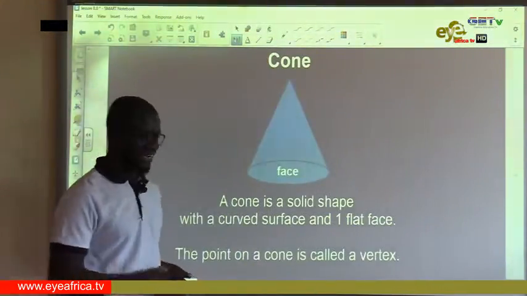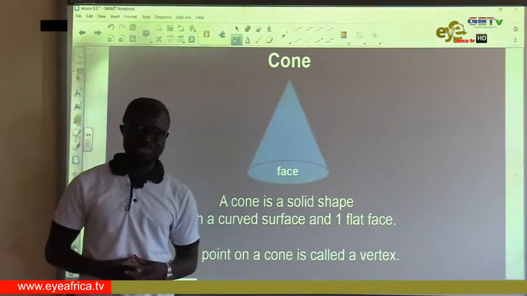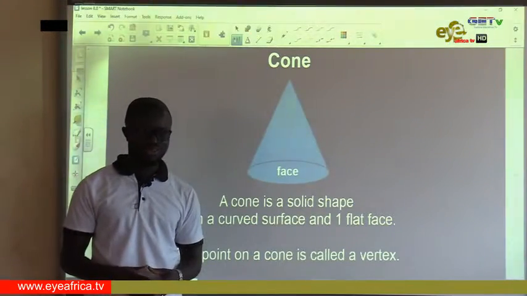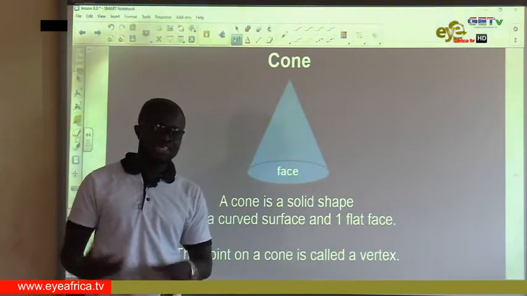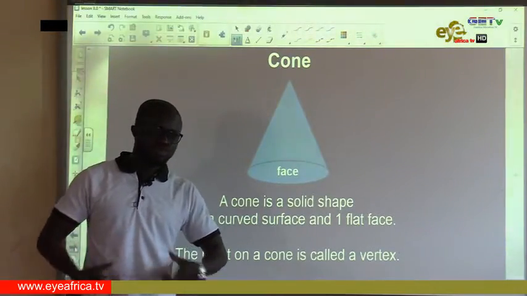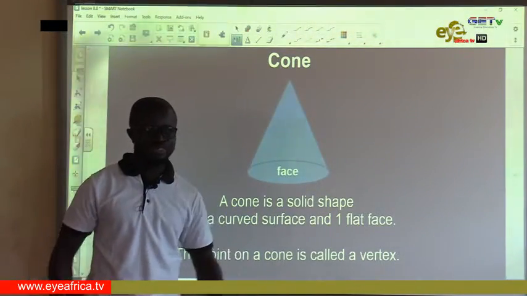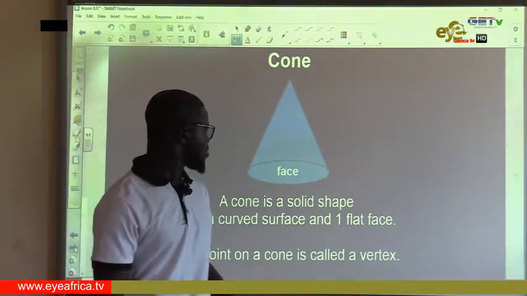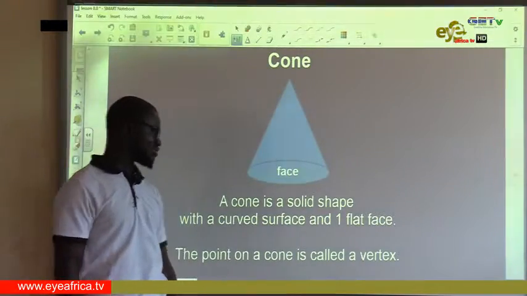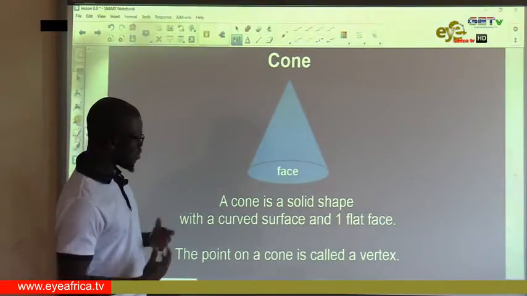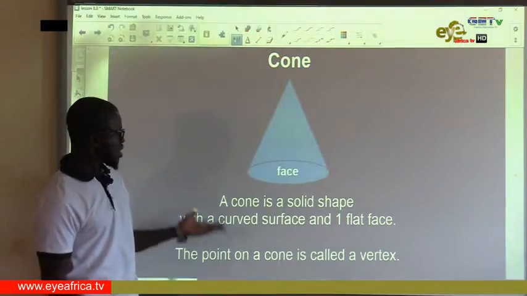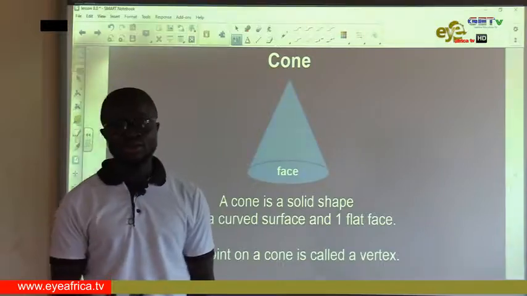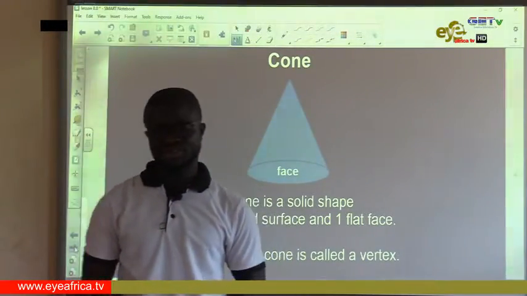Next, we have a cone. In our previous lesson, we identified cones based on certain features, if you can remember. We said a cone is a pyramid, and we were able to sort pyramids into 2 groups. Now, if you look at the cone, as you can see on the screen, for those viewing, what is a cone? A cone is a solid shape. It is a solid shape and also has 3 dimensions.